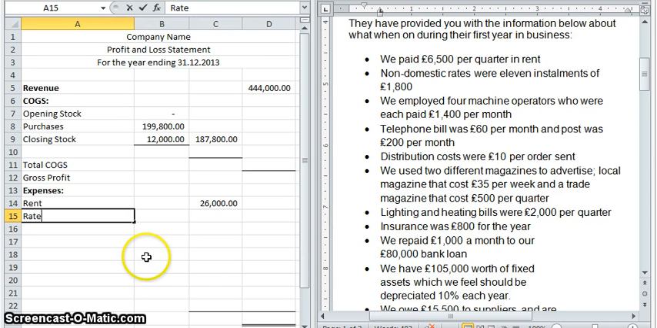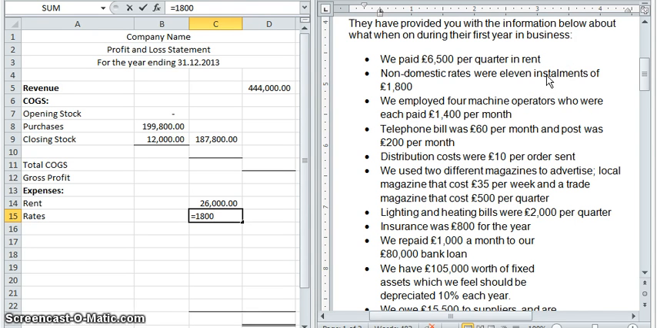Next, we have our rates. These are £1,800 over 11 installments. An installment is basically a payment. So what this is saying is throughout the year, we had to pay £1,800 11 times. So for the whole year, we need to multiply it by 11.